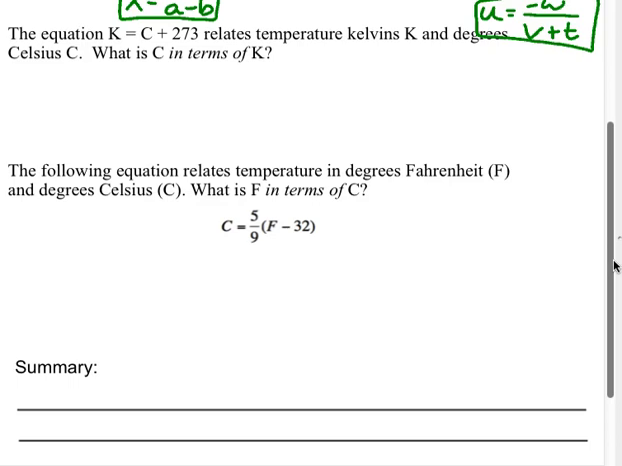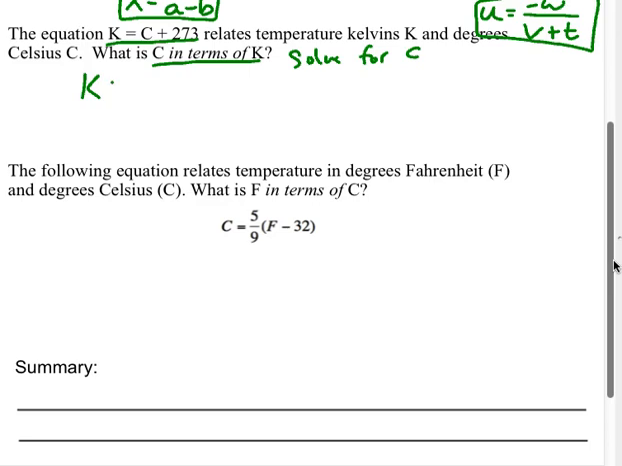So here is my equation. Kelvin is equal to the Celsius plus 273. And now it's asking what is C in terms of K. When you see that, what it's asking for is solve for C, okay? And when you solve for C, you're going to have it in terms of K.